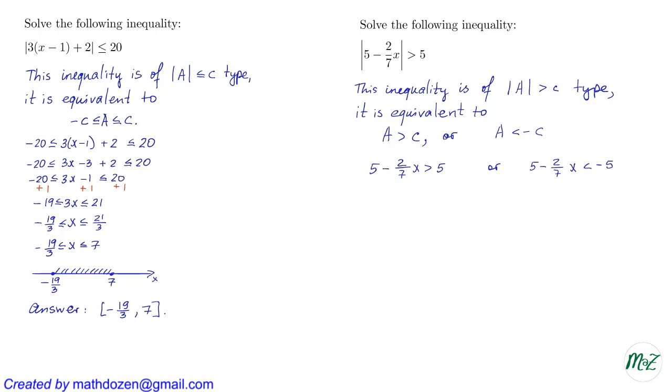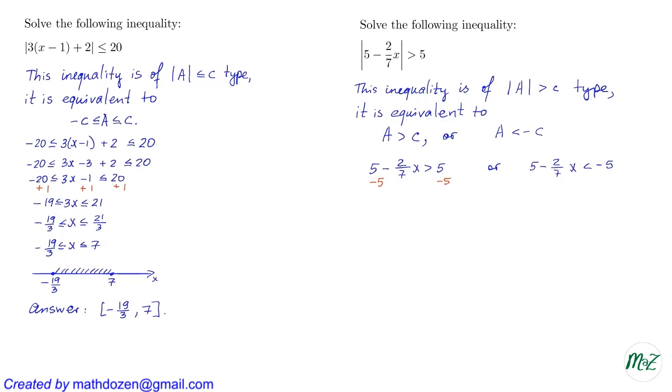So in our case, we're going to have those two options. 5 minus 2 sevenths x is greater than 5, or 5 minus 2 sevenths x is less than negative 5. And so those two inequalities are to be solved separately, and since we have "or" between them, we're going to take the answer to the left and put it together with the answer for the right inequality.